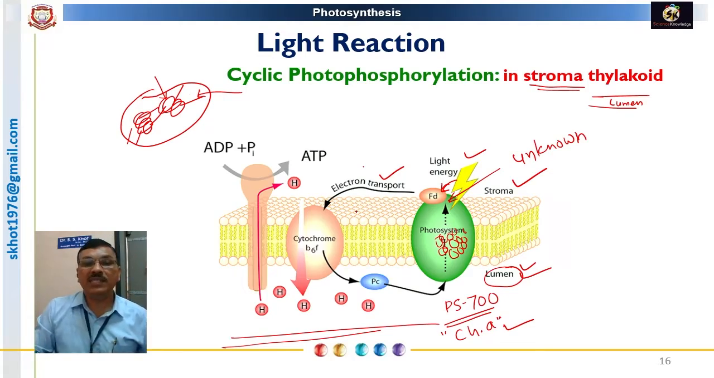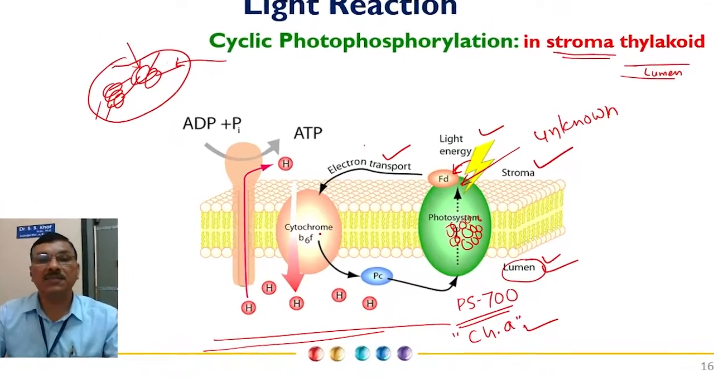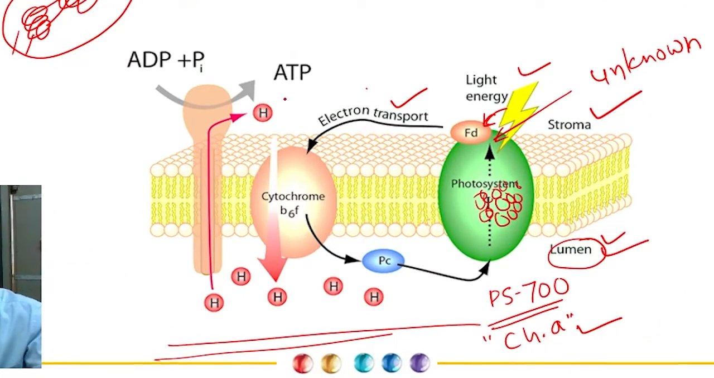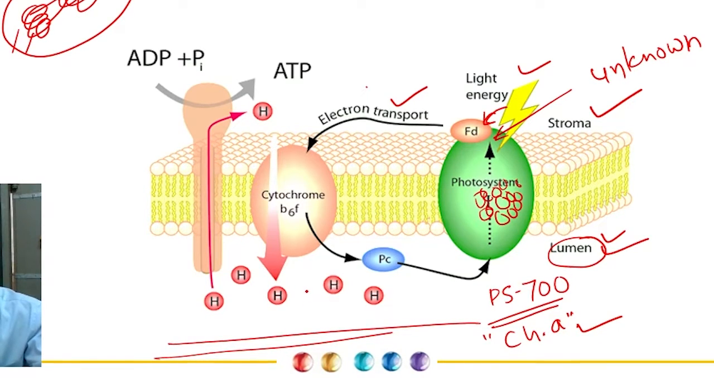When the electron passes through the cytochrome B6F complex, it pumps one proton from the stroma to the lumen.